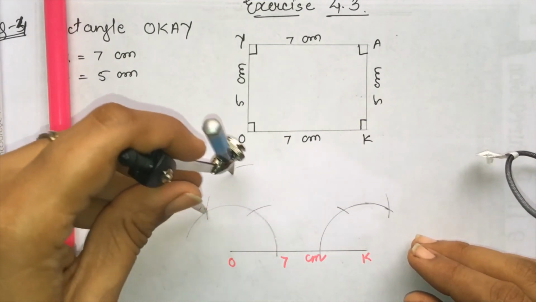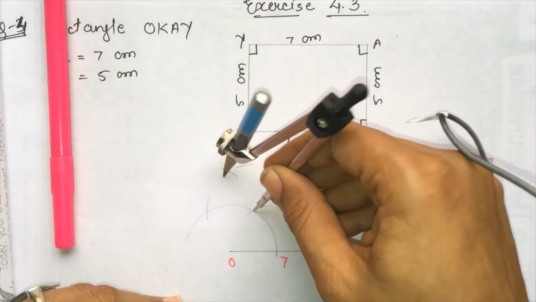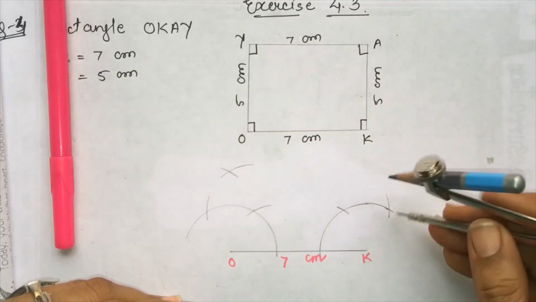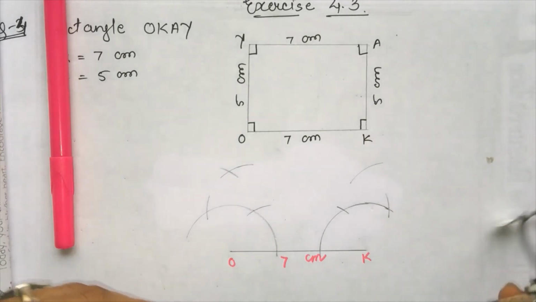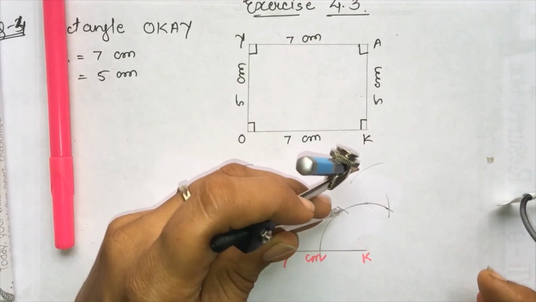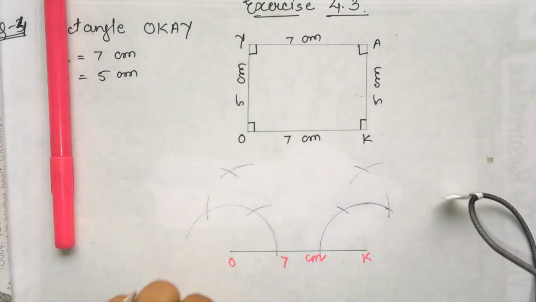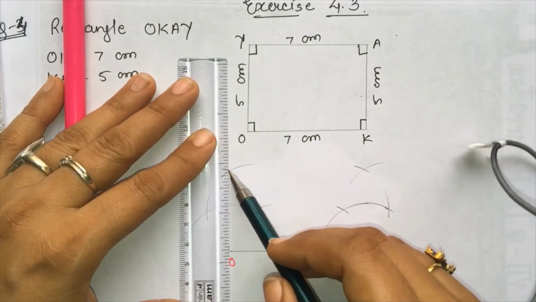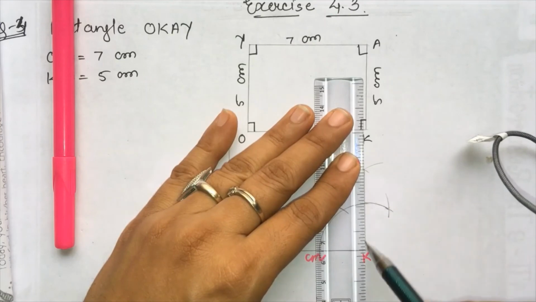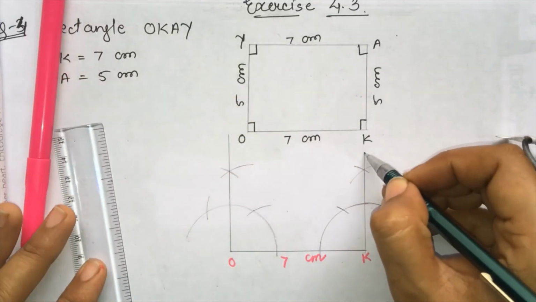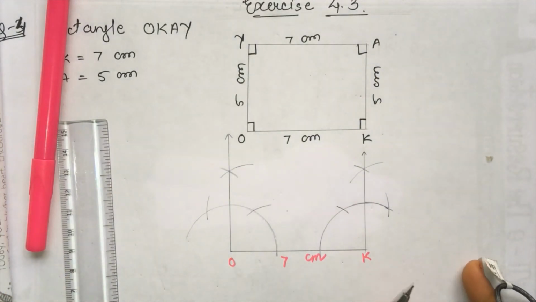So now final for 90-degree, same radius, one arc here and one arc here. Again it is not intersecting, so what I will do is, I'll go back and do one more time. Same over here, one arc, and from here another one. So this is 90-degree angle at O, and this is 90-degree angle at K. So we are halfway done, we can say.